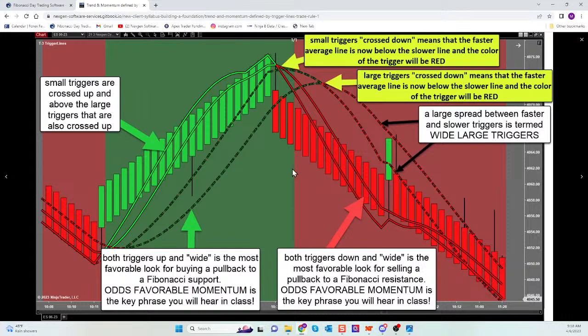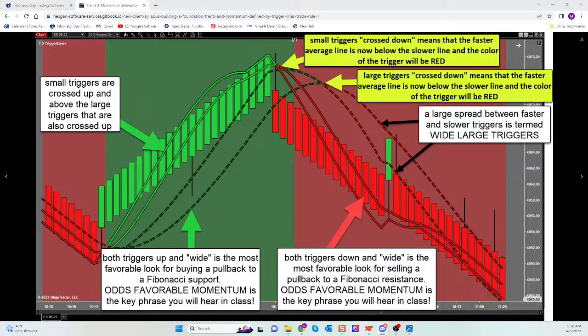And guys, this is your best look. This is rule number 1 defined right there in pictures. This is strong trigger lines. When the small triggers are crossed up, they're above the large triggers in an uptrend. The large triggers are wide. Guys, this is your best of the best look. This strong trigger look is what we call odds favorable momentum. You're going to see it in class annotated.